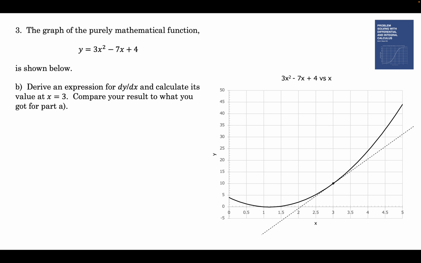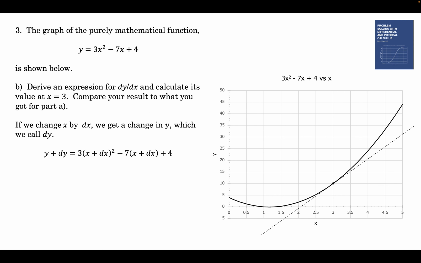On to part B. Derive an expression for dy dx. We're going to take the derivative of both sides, and we're going to do it from scratch. And then we can use dy dx because that's the slope. If we plug in x equals 3, we can get the slope. So we're going to change x by dx, and we get a change in y, and we call that change dy. So we're going to plug in x plus dx everywhere we see an x in the normal equation, and then the y is going to change by dy.